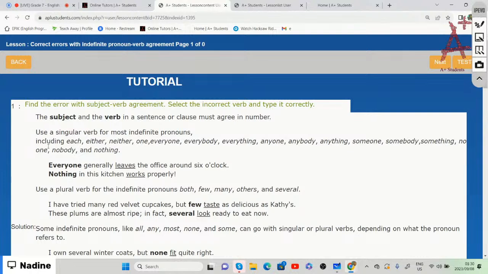And then these plums are almost ripe. In fact, several look ready to eat now. So when we use words like few and several, we do not add an S to our verb. But if we use indefinite pronouns, like for example everyone and nothing, then we add an S to the verb.